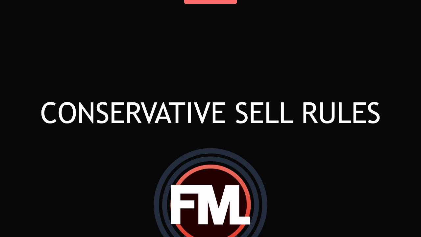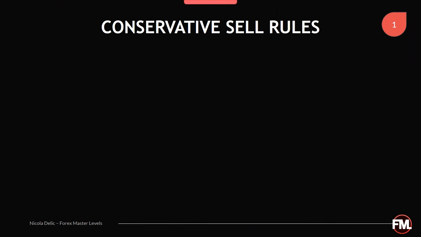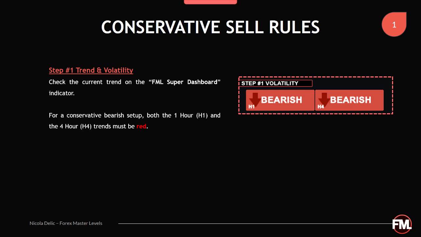Conservative sell rules. Step 1. Trend and volatility. Check the current trend on the FML Super Dashboard indicator. For a conservative bearish setup, both the 1 hour and the 4 hour trend must be red.